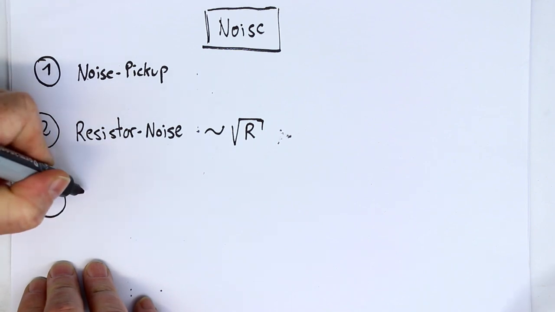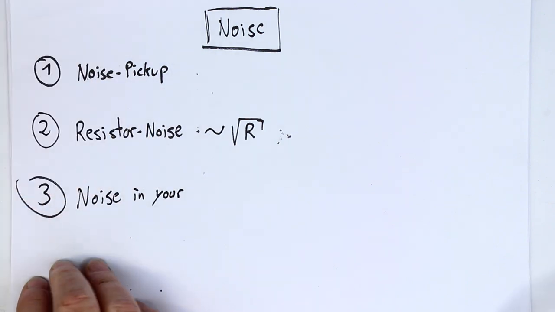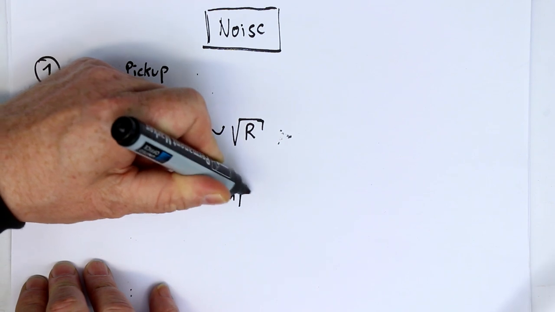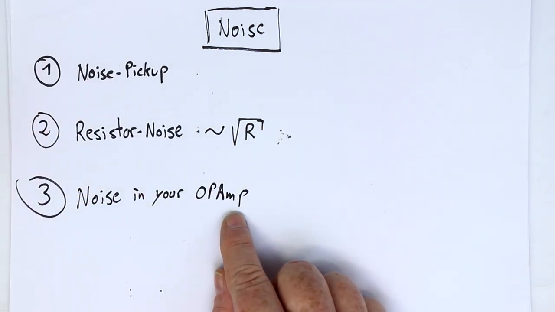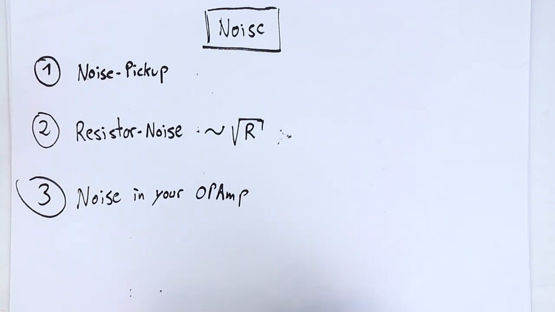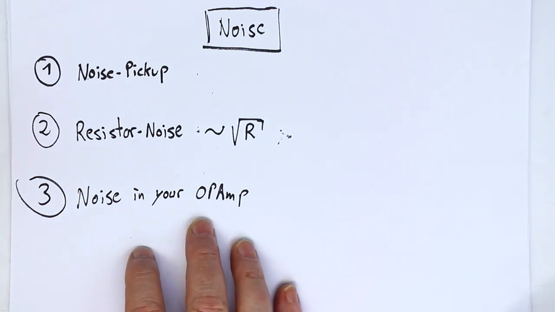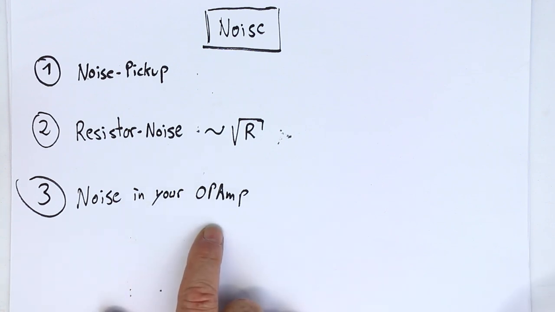And the third is the noise in your op-amp or transistor or whatever, but here we're dealing with op-amps. And that you can control, of course, by the selection of your op-amp, but there are also limitations by physics, because even the best available ultra-low noise op-amp can't beat the laws of physics. Well, it can do a little bit, but basically the physics limits and the availability of, and of course the cost of ultra-low noise op-amps dictates what you can do about this factor.